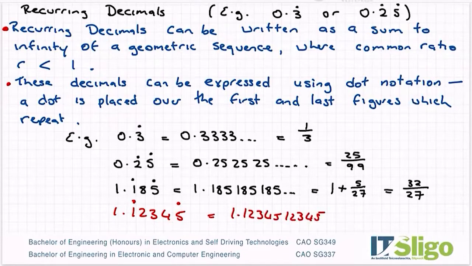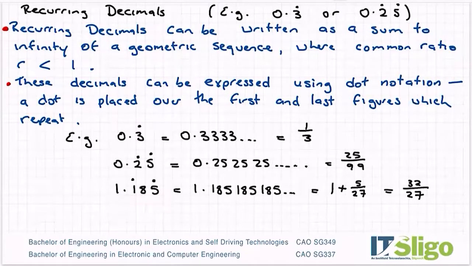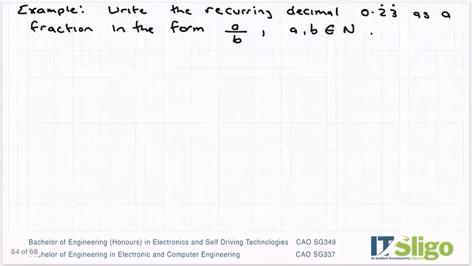So this section is going to look at how we take a reoccurring fraction, use the sum to infinity of a geometric sequence, because obviously these reoccur forever. That's why it's an infinite geometric sequence, and get the fraction equivalent of them. I'm going to do this one as an example, and then I'll give a few to you to try. Write the reoccurring decimal 0.23 as a fraction in the form a over b, where a and b are elements of N.